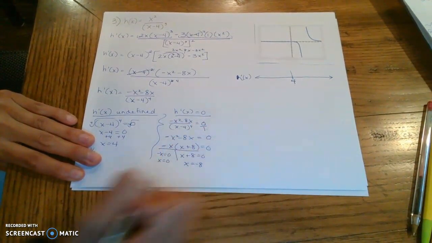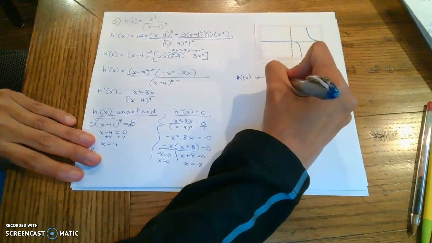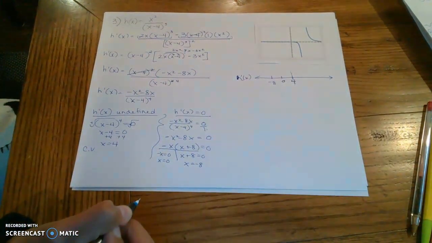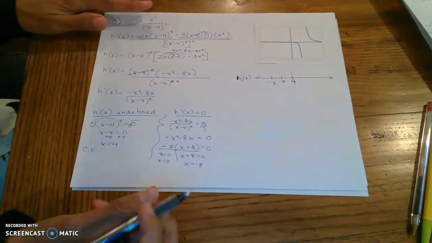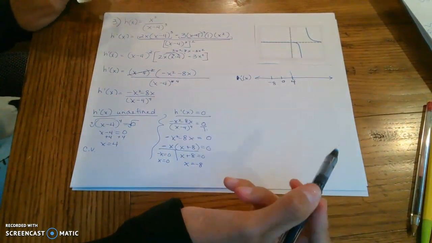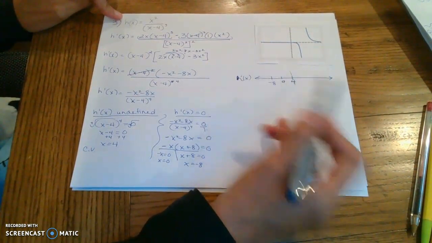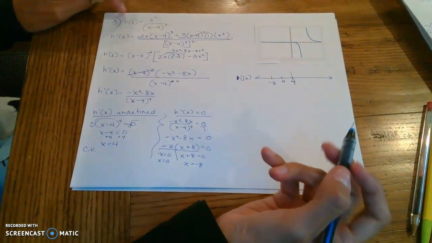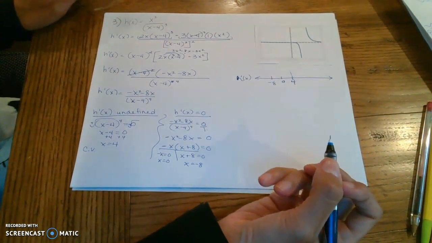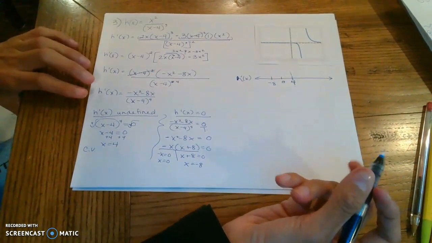And your two critical values that come from that are negative 8 and 0. So those are my critical values. So I need to now perform the sign test to decide what values go in there, plus or minus. When you perform the sign test, you want to perform it on the first derivative, but only when it's in its factored form.